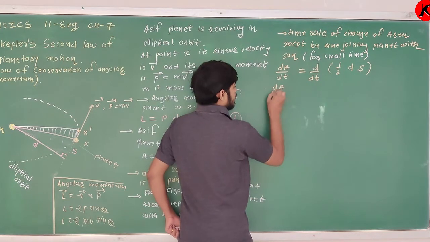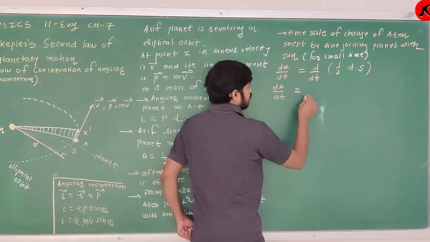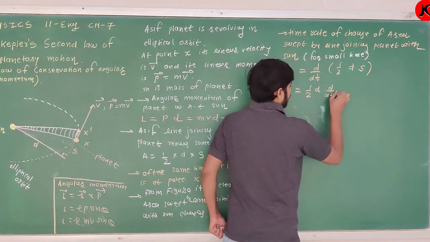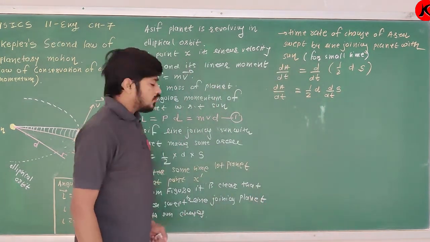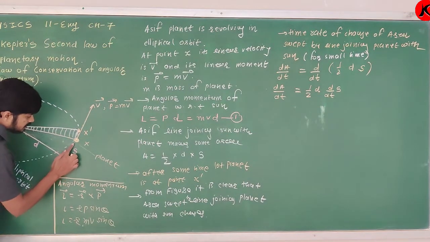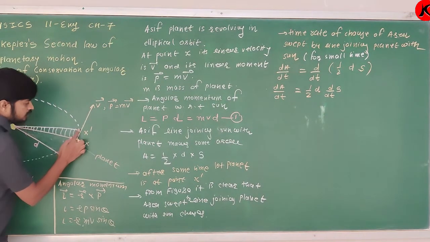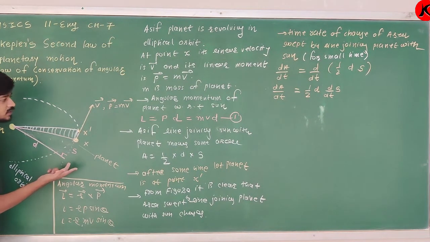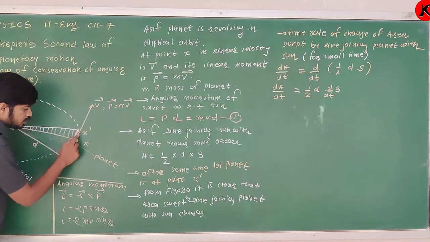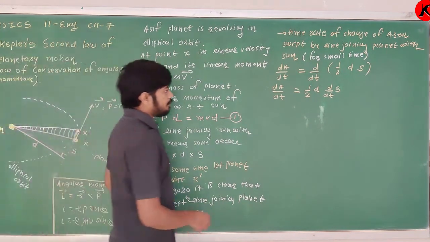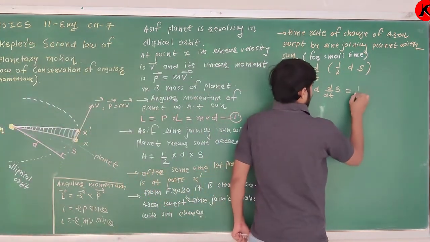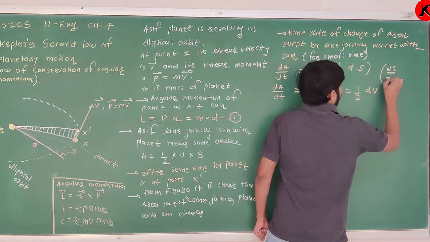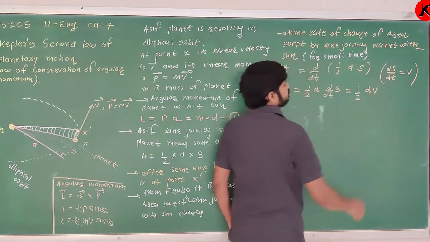Therefore, dA upon dt is equal to half, the constant, d upon dt of s. Yes or no? Okay. And then see, this s distance is along this line. Then ds upon dt is the rate of change of distance or position with respect to time. It is called velocity. So here it is nothing but half v, because ds upon dt is equal to v. Clear?